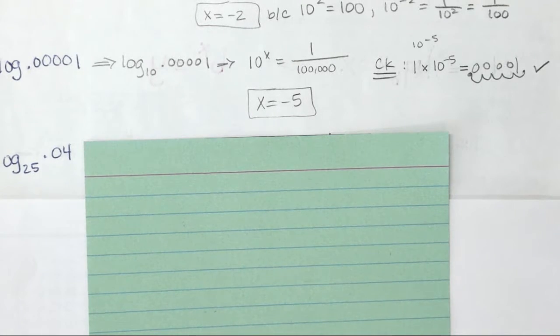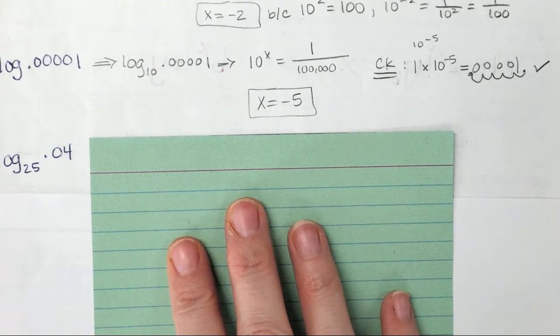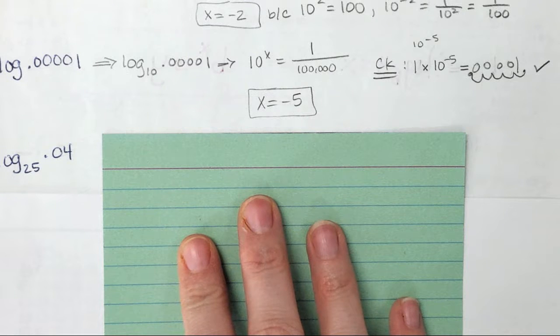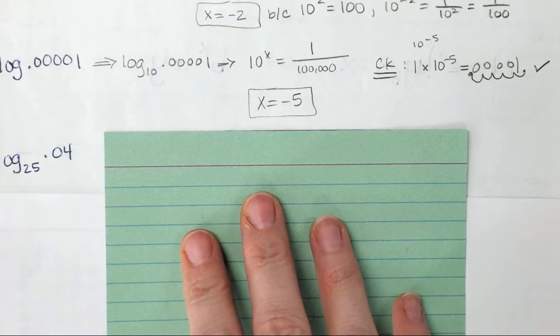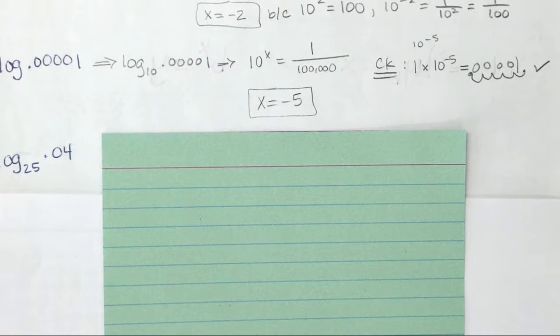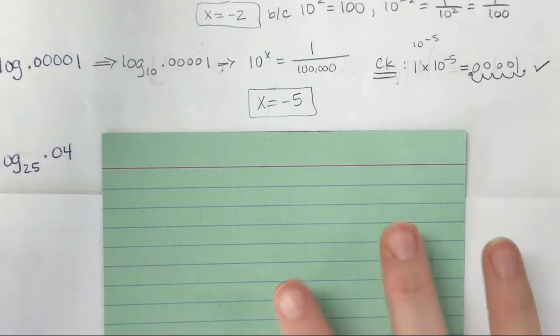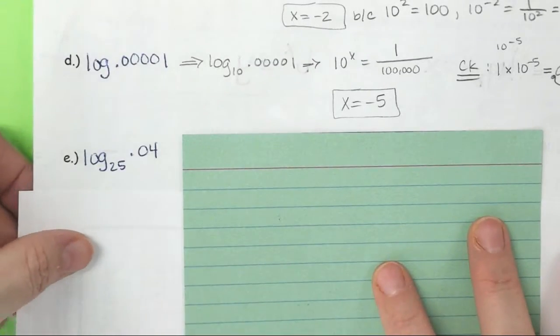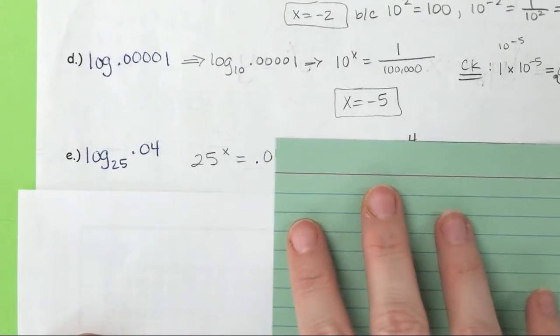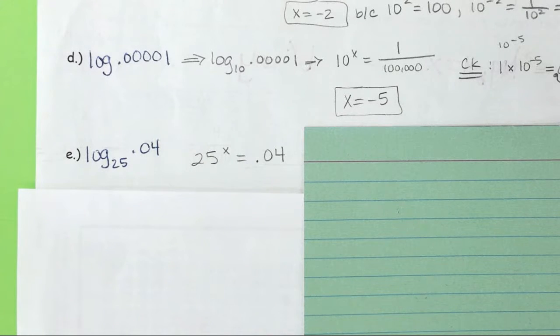Okay, so our first step is setting it up. Gabe, will you tell me what my setup's going to be? Just the first step. Okay, and then let's do the exponential one now. So from there, 25 to the power of x equals 0.04, good.